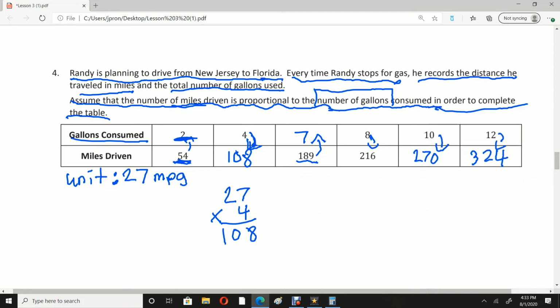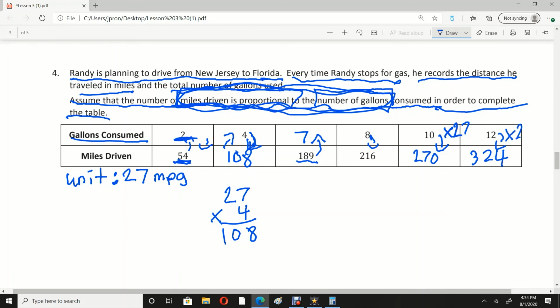Okay, so why was it important for us to know that the miles driven were proportional to the number of gallons? Why is that important? Because if it wasn't proportional, then all of this stuff right here could have been completely random, right? If we didn't know it was proportional, we couldn't safely assume that we multiply 10 times 27 or 12 times 27 to get our number of miles.